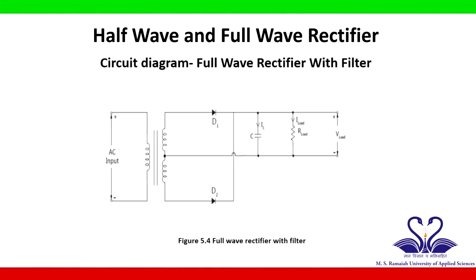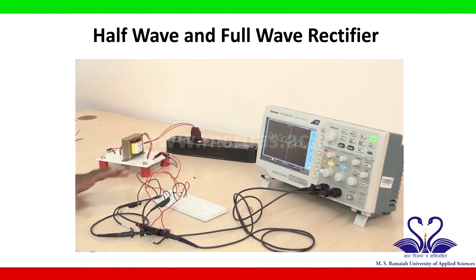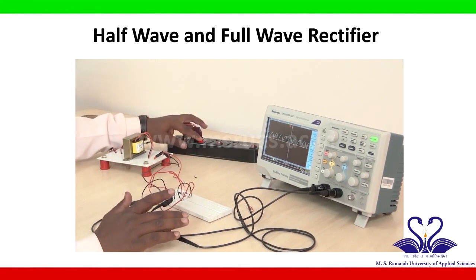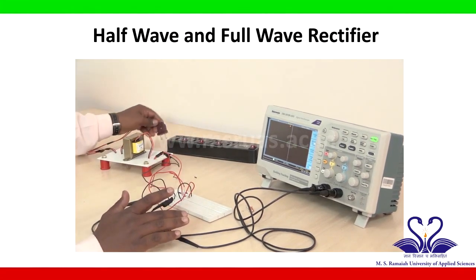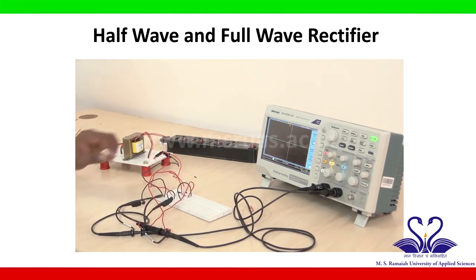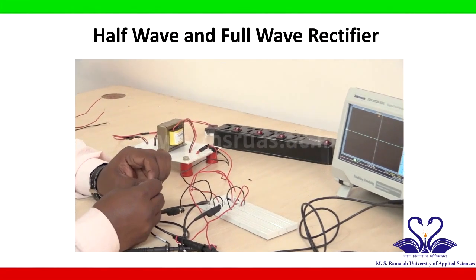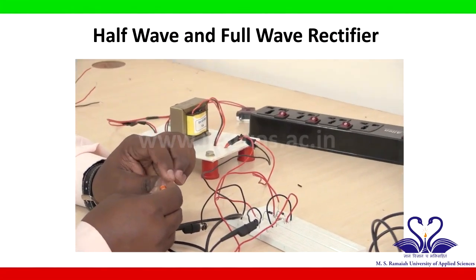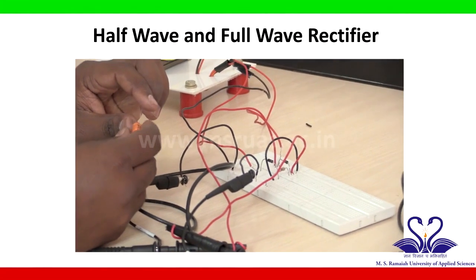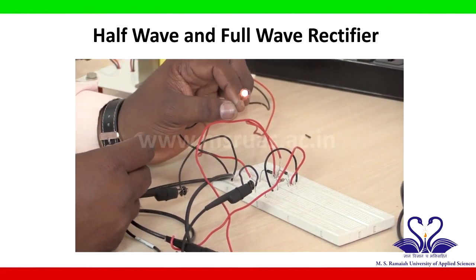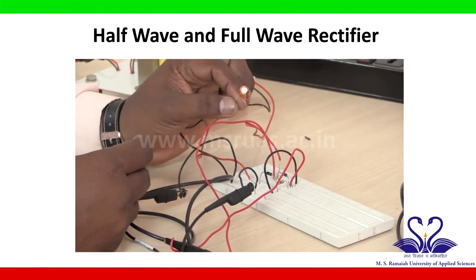Let us begin the circuit connection for a full wave rectifier with filter. This is the circuit connection for a full wave rectifier without filter. Turn off the power supply, remove the primary connection. Now I want to connect a full wave rectifier with filter. If you see the circuit diagram, simply by connecting a capacitor to a full wave rectifier without filter, it will become a circuit connection for a full wave rectifier with filter.